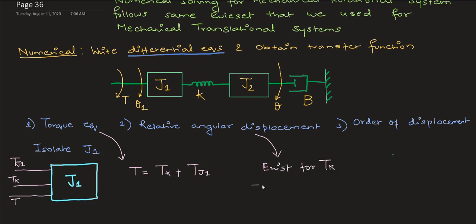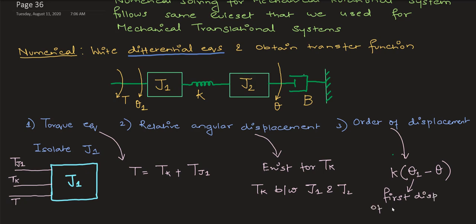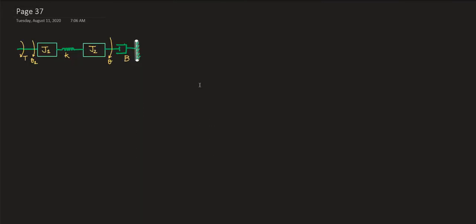The torques acting on J1 are Tj1, Tk, and T. So my total equation is T is equal to Tk plus Tj1, and the relative angular displacement exists for Tk because the spring is connected between J1 and J2, so the relative angular displacement is going to be theta 1 minus theta, because we are taking the moment of inertia J1 in question.